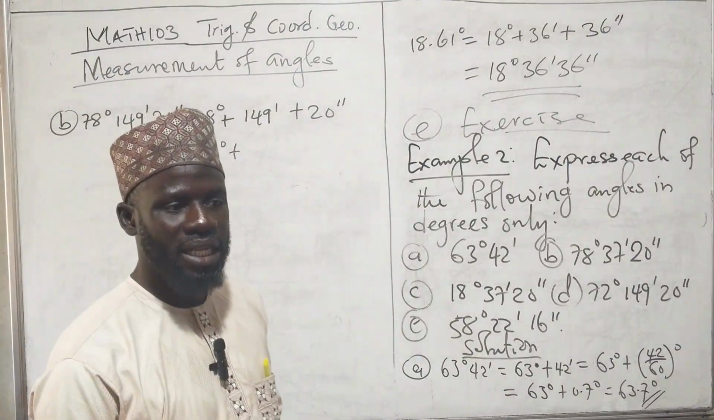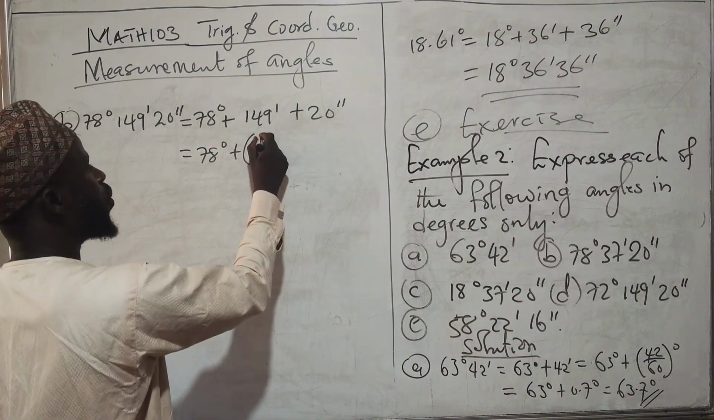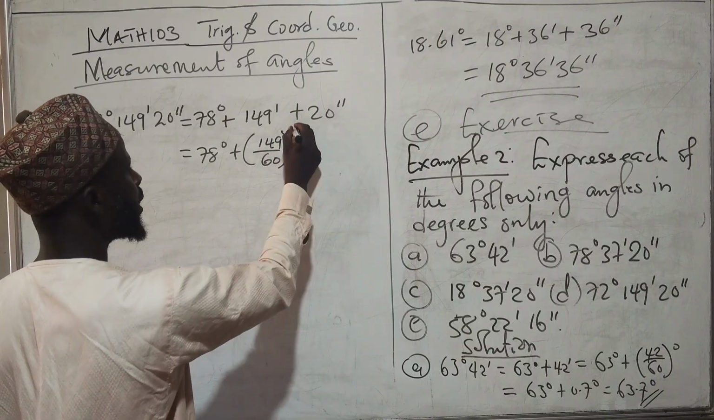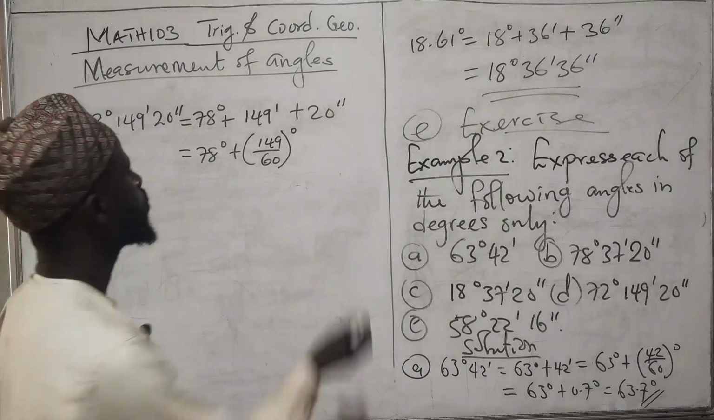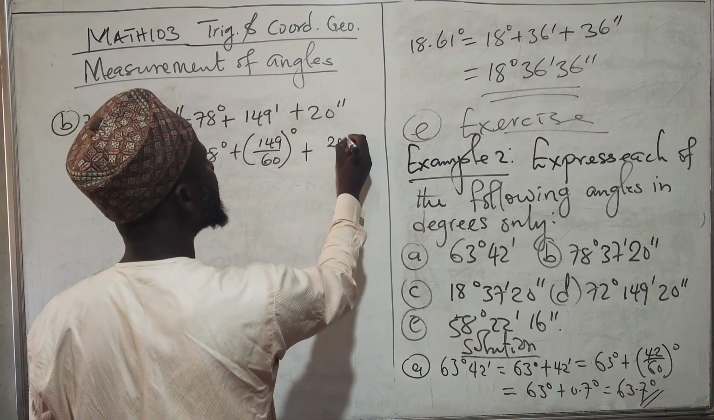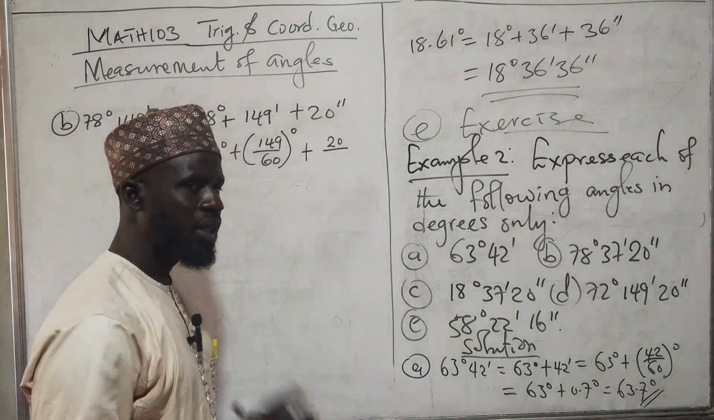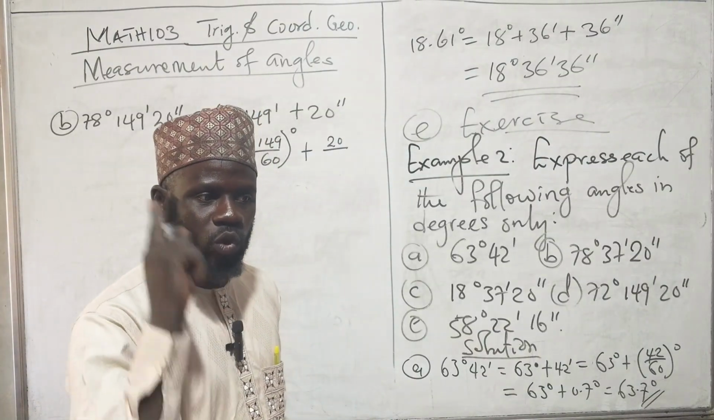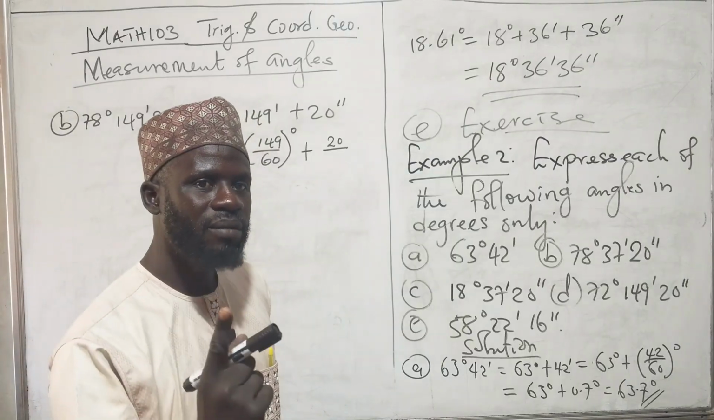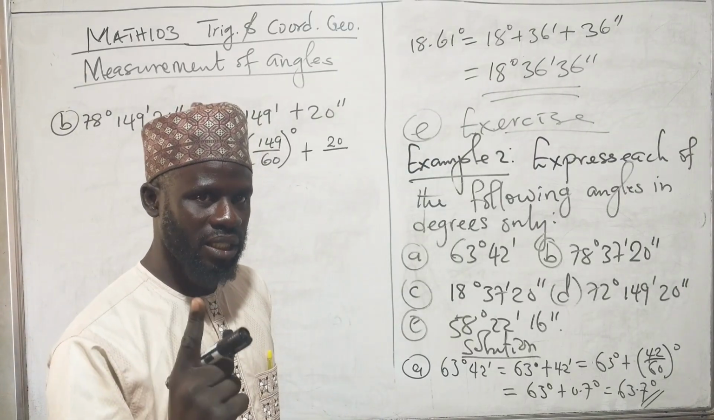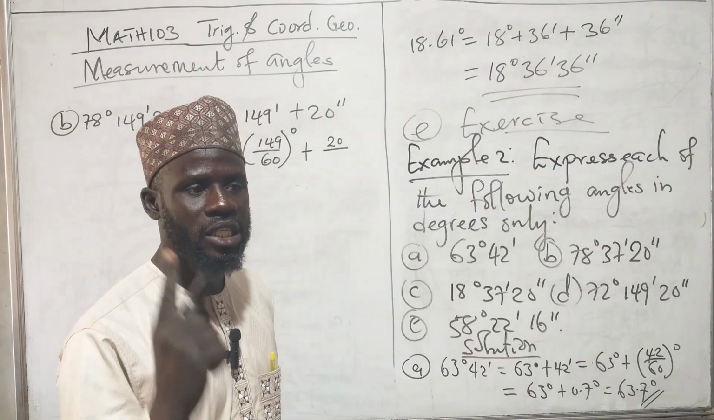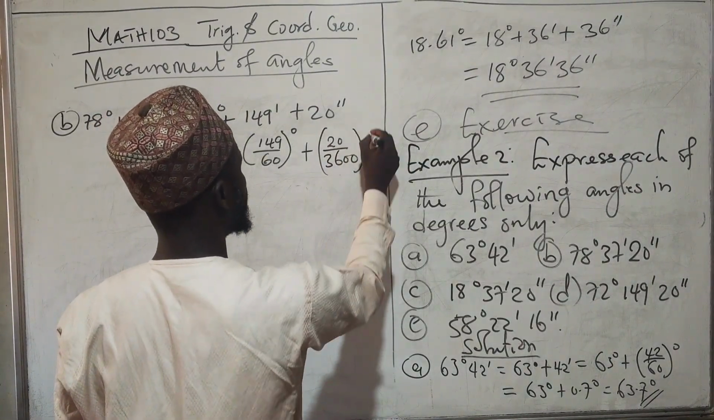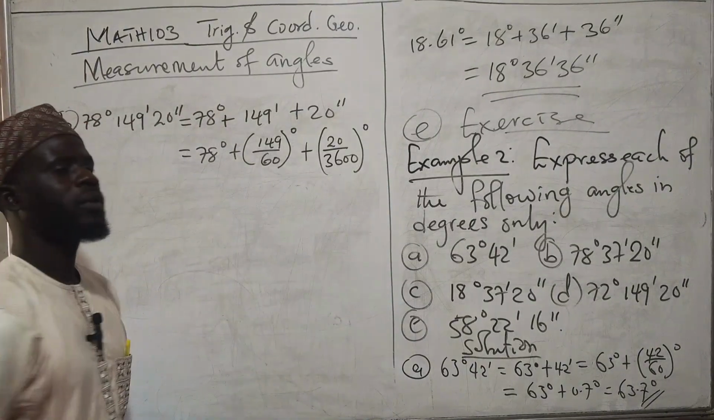And so we have 149 divided by 60. The answer is in degrees after division. So plus 20 seconds divided by, and here, be careful, to convert an angle in seconds to degrees directly, you have to divide by the product of 60 and 60, meaning you have to divide by 3,600. So we have 3,600 here as the denominator, and now after the division, your conversion is in degrees.